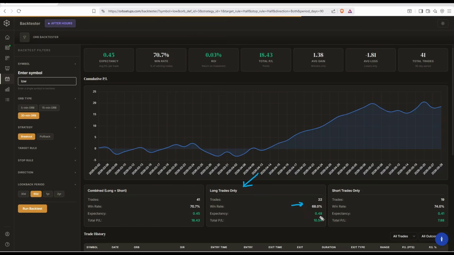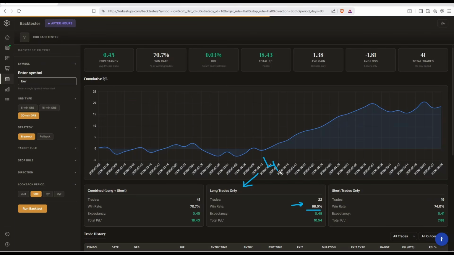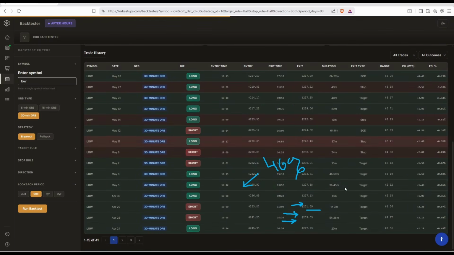Now, if you take a look here, the long side breakout has actually been quite successful, a 68% win rate over the same 90 days. If you remember, inside of Meta, that win rate was closer to 40%. So right off the bat, we know that Lowe's is a slightly stronger setup. We also have a positive expectancy and a positive P&L here. So why do we still go short?